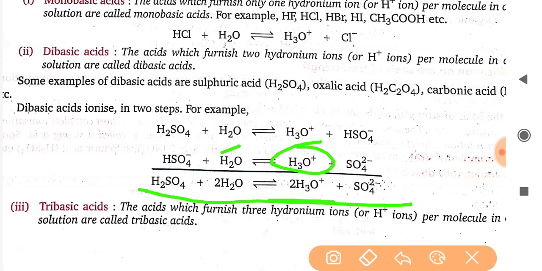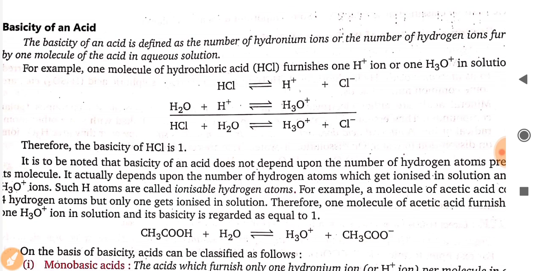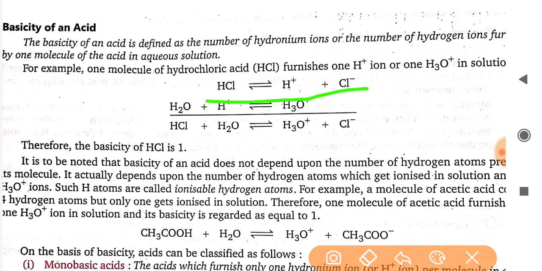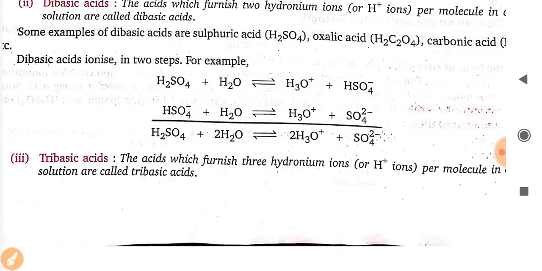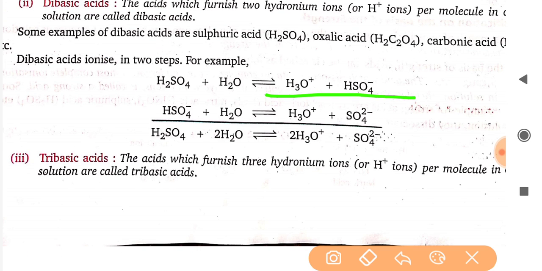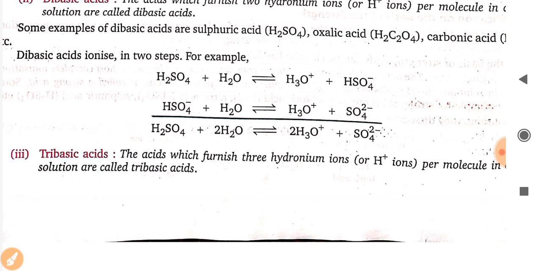Dissociation for HCl is also the same. In the first step, HCl dissociates into H plus and Cl minus, then H plus reacts with H2O and becomes one hydronium ion. And when H2SO4 dissociates into H3O plus and HSO4 minus, this hydrogen sulfate ion reacts again with water, and it forms again one hydronium ion and one sulfate ion. So two hydronium ions are formed. That's why H2SO4, oxalic acid, and carbonic acid are known as dibasic acids. I hope you understand till here.